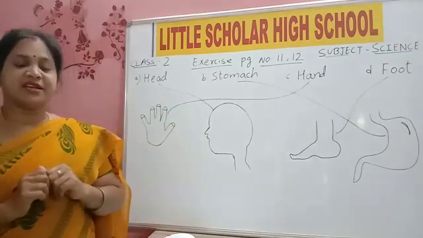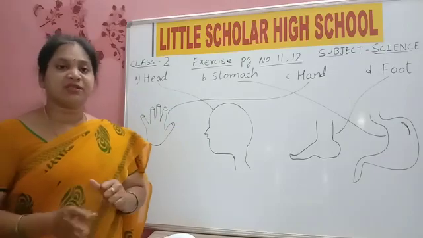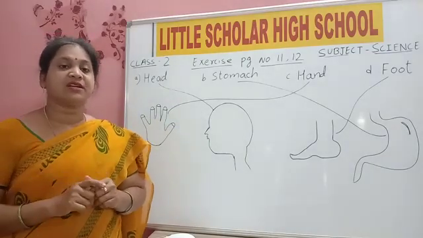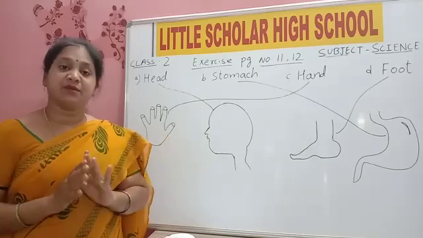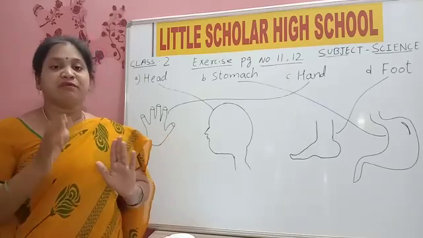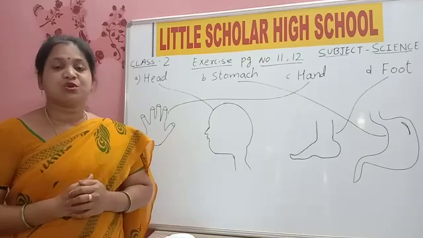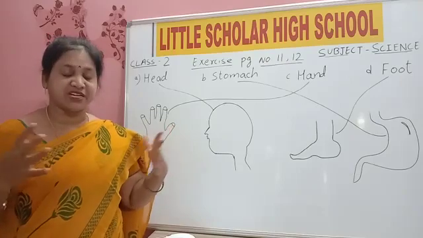So all the five sense organs are fighting among themselves. Nose also says that no, I am more important than all four of you. Without me you can't smell. So all these five sense organs are fighting among themselves.